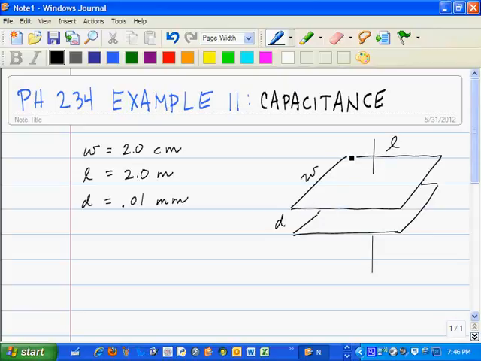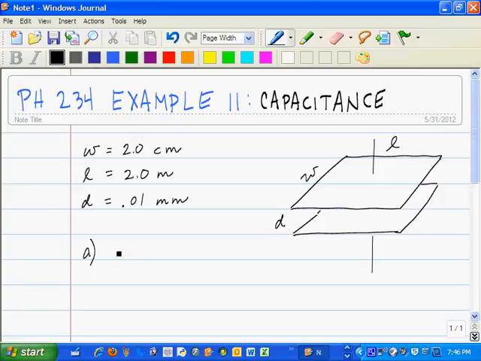Each sheet has a width and a length and is separated by a distance d. And so let's say that the width is about an inch, 2 centimeters, and the length of each sheet in the capacitor when it's rolled out is, let's say, 2 meters, and the separation distance is 0.01 millimeters. And now let's calculate what the capacitance of this sheet of foil would be, and also what the maximum operating voltage would be if the sheets are separated by, let's say, air.